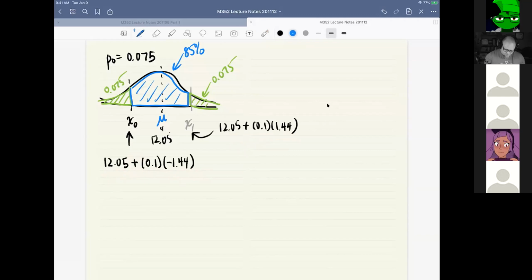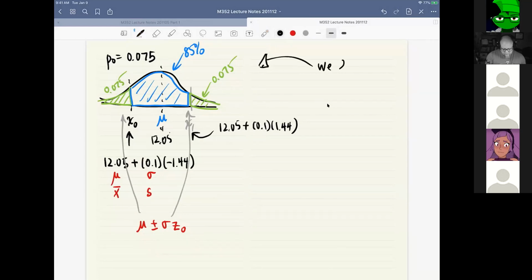This pattern works going forward where this would be your mean or maybe your X bar. And oops, this is your standard deviation or maybe your sample standard deviation. So this idea of mean plus or minus standard deviation times your z-score gives you the endpoints of an interval. And this interval is what we typically call a confidence interval. So in this example we just did, we could say that we found the 85% confidence interval about mu equals 12.05.